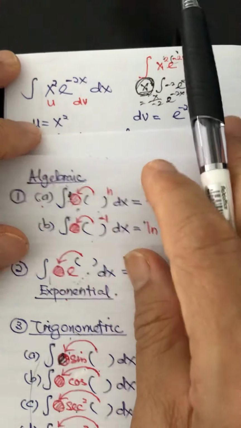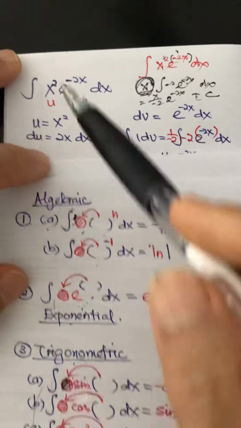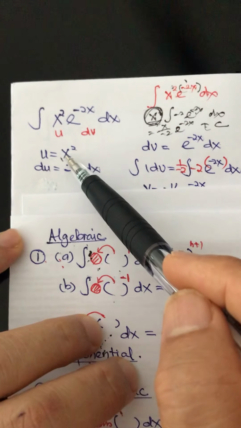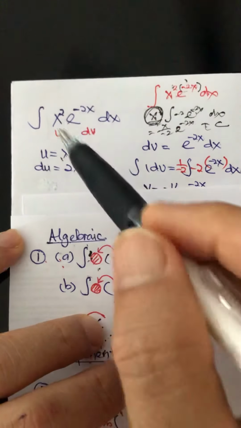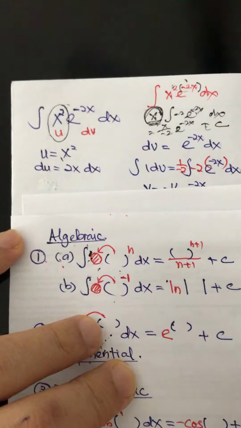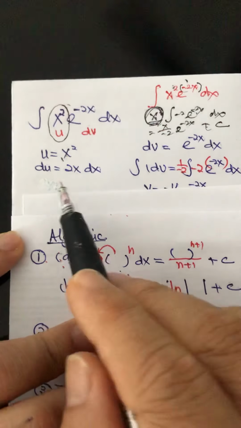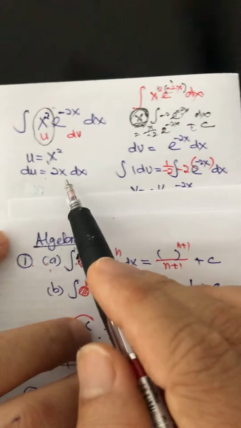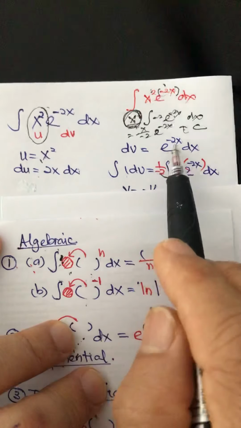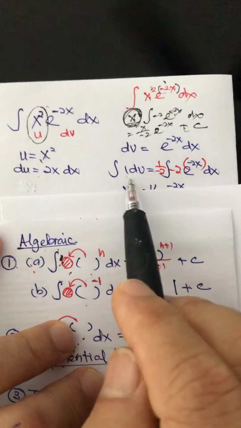So I told you already, when algebraic and exponential, the u is always the algebraic. That is x squared. u equal to x squared, that means this is the u. Okay? This is the u, x squared. And then you have du equal to 2x dx. And then the rest is your dv. So dv is e^(-2x). So you integrate the one.